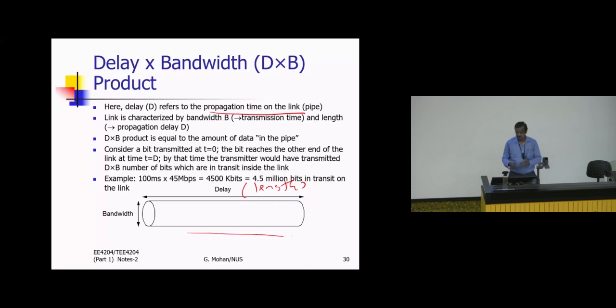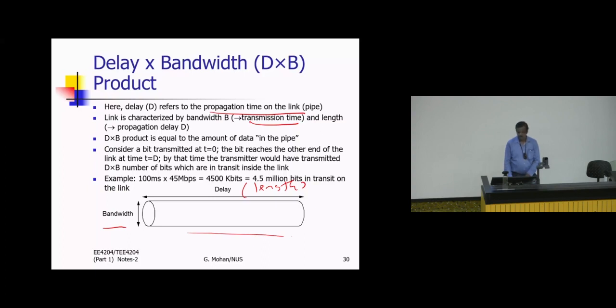Again, associated with the link, there is another key parameter, which is called bandwidth. Because you are given a link, we need to ask what the data rate is. Is it 100 Mbps, 1 Gbps, 10 Gbps? I'm using the terms bandwidth and data rate interchangeably. Bandwidth will define the transmission time: how fast we can put the bits onto the link, how fast you can drive the signal onto the link.